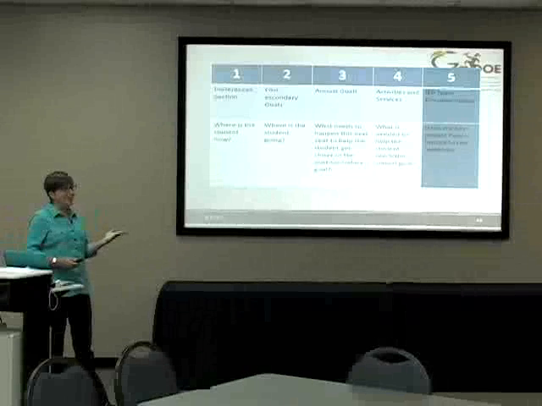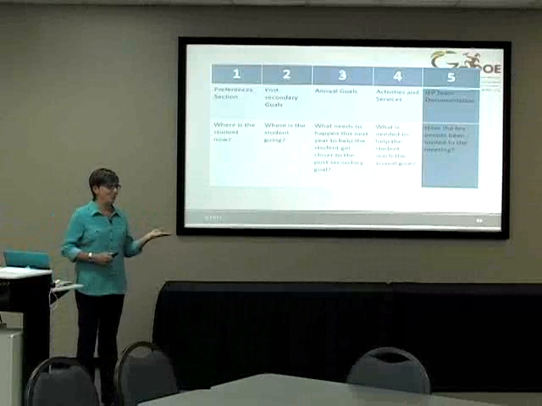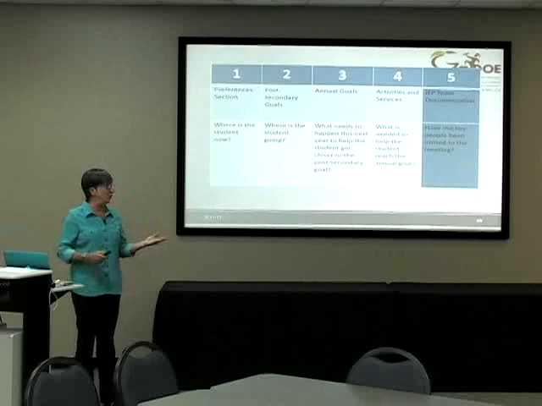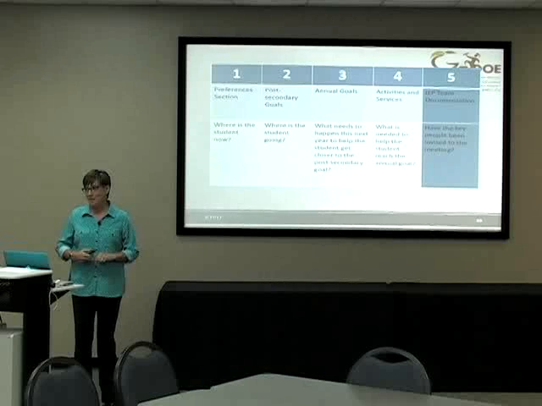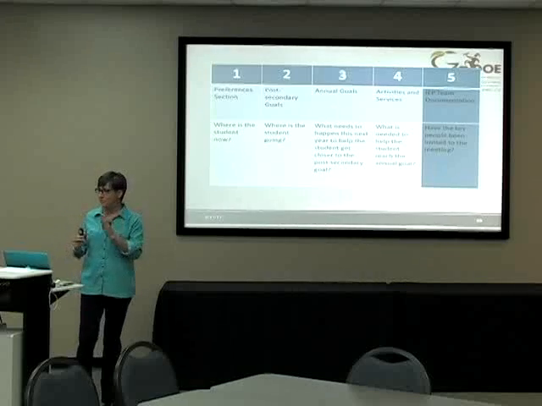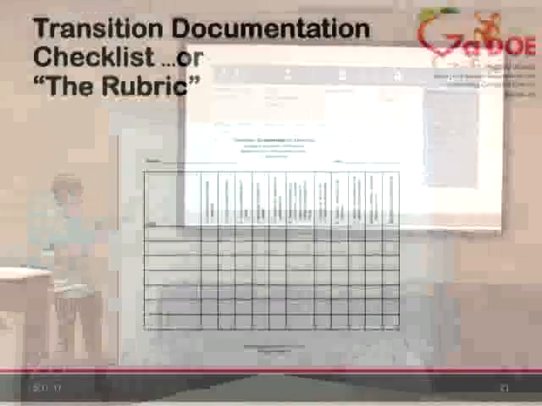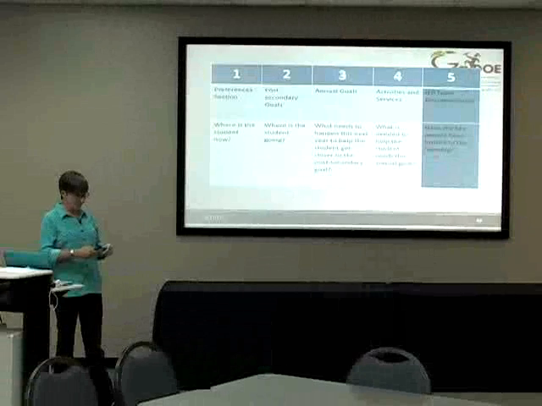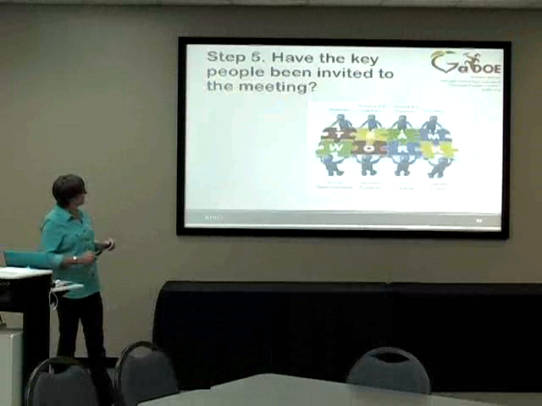So step 5 is the last one mentioned here, but it's certainly not the last one you should consider. This really should be considered before you even have the meeting. Inviting the key people to the IEP meeting. And if you have the transition documentation checklist in front of you, that one that's predominantly white that has the 10 columns in it, we look at this on items 8, 9, and 10 on that documentation checklist. All right? Let's take a look at this.